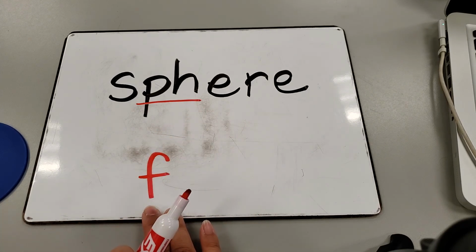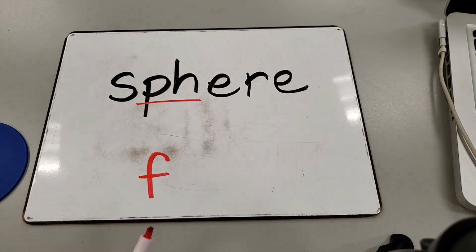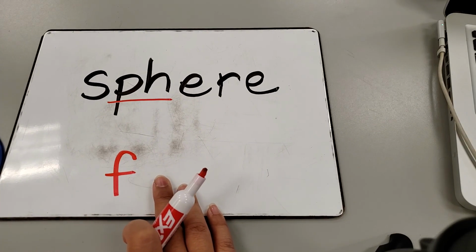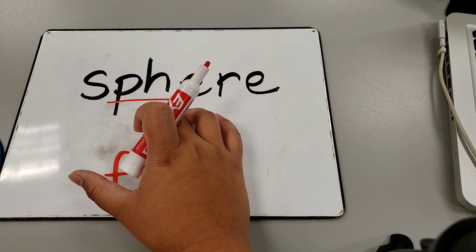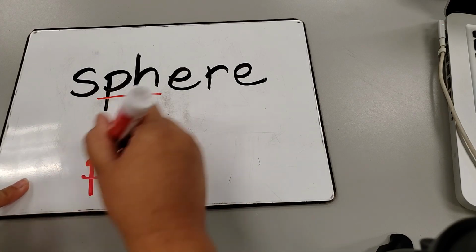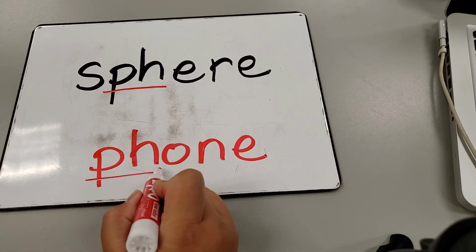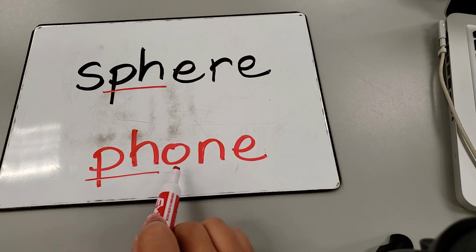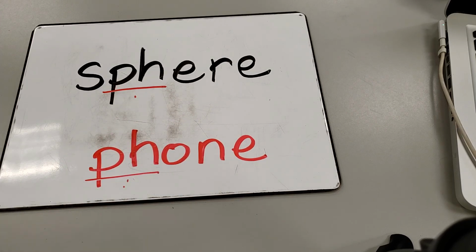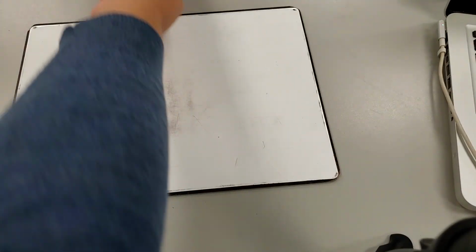Now, in English, we have our f sound shown like this. In Greek, the f sound is shown with P, H. So there are many ways to spell one sound in English and then in Greek. Just like some of you have seen this word all the time, phone. Now we see our spelling in Greek, phone. So our f sound is being spelled with different letters in that word. Just something neat to keep in mind. So sphere, a math word, is a Greek word too.